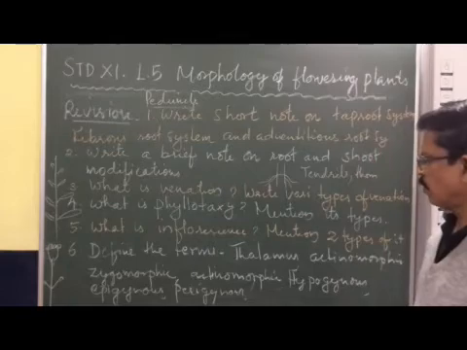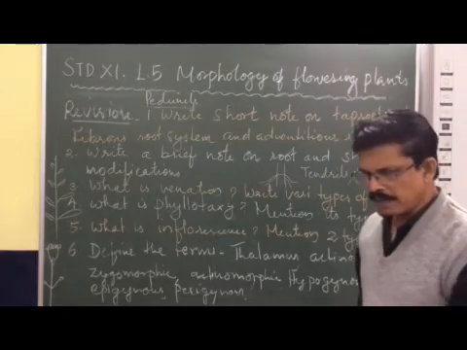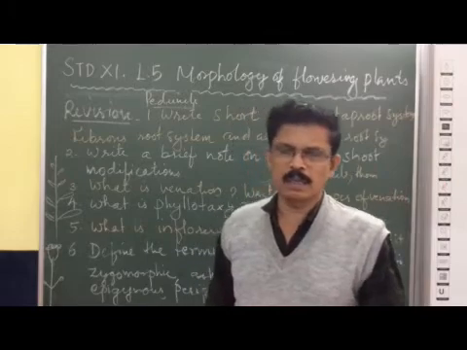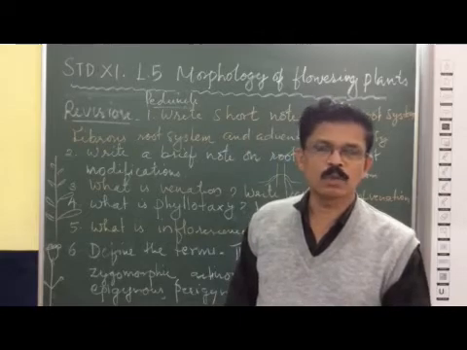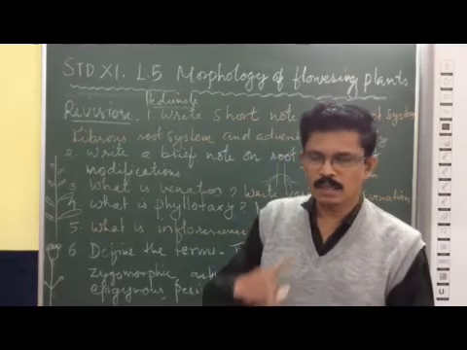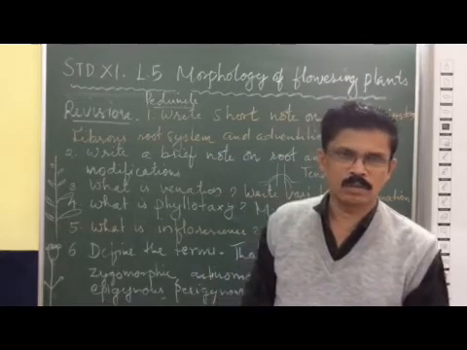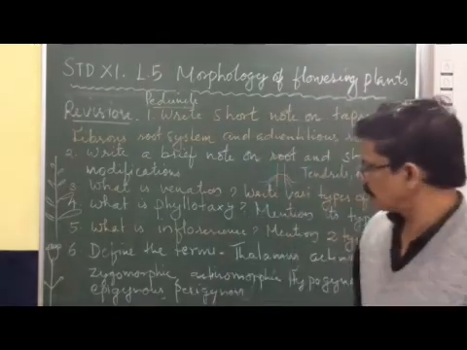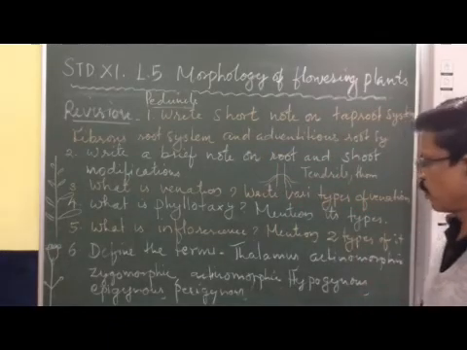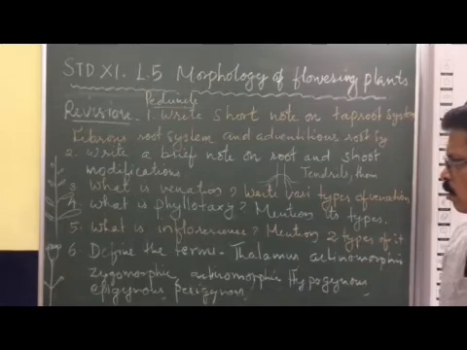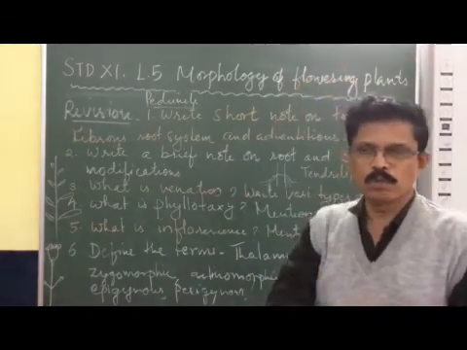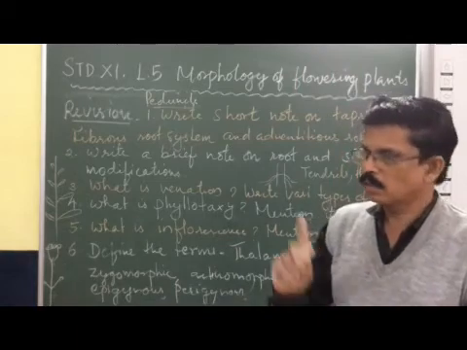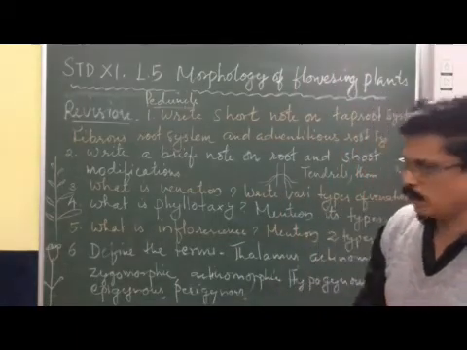Actinomorphic flowers have what we call radial symmetry. The flower can be divided into many equal halves when we cut through the central axis. Such symmetry is called actinomorphic symmetry. Zygomorphic symmetry is bilateral symmetry, in which only one plane passing through the center will produce two equal halves. So you have to remember this and refer to the previous chapter-wise videos.